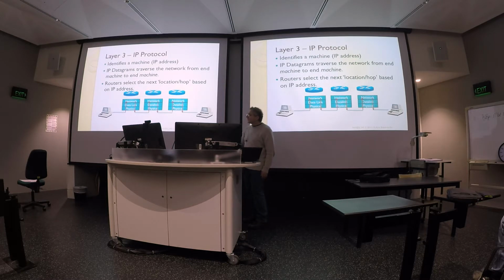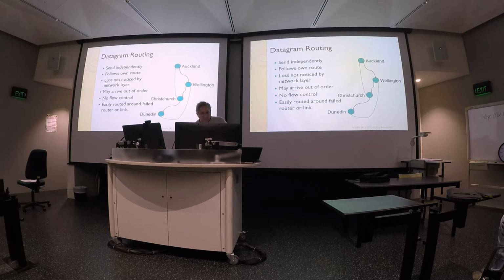Between one router and another, it's typically called a hop. The thing to emphasize is that with datagram routing, everything is decided independently, so each packet follows its own route. Take packets 1 and 2 in the sequence of a conversation: packet 1 gets sent via Christchurch, and packet 2 gets sent via Wellington.